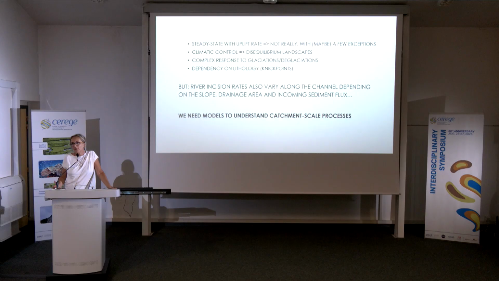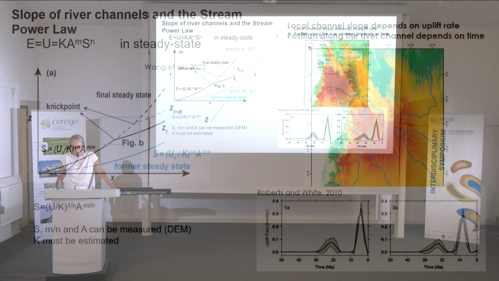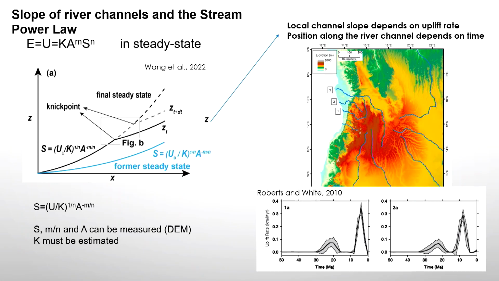So what can we do now? In order to better understand this data, we need to have models. And these models, although they are a necessary simplification of what happens in nature, are necessary to understand catchment scale processes. Some models that are still very widely used are based on the analysis of river longitudinal profiles.